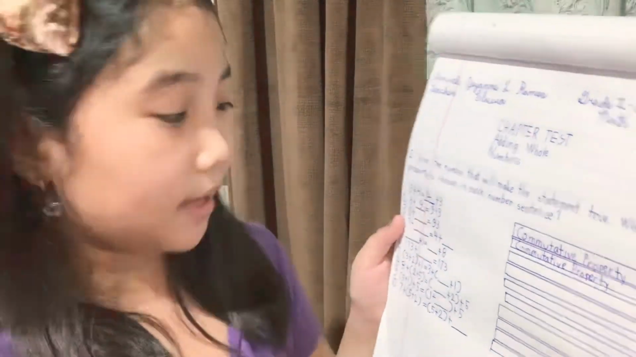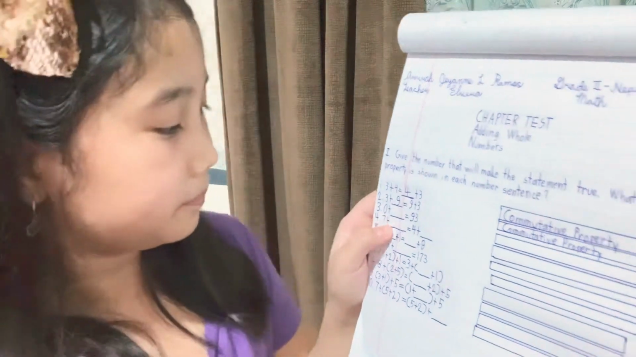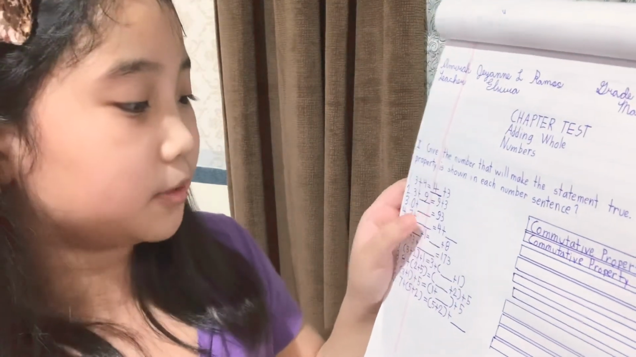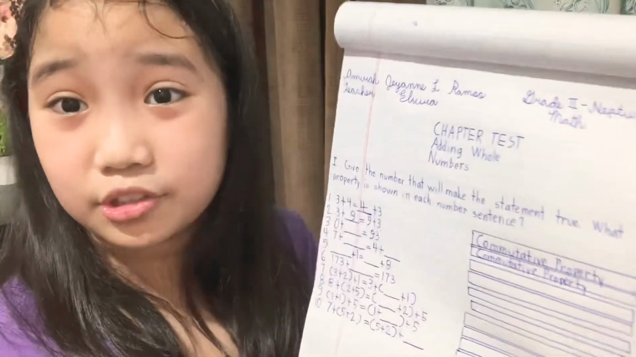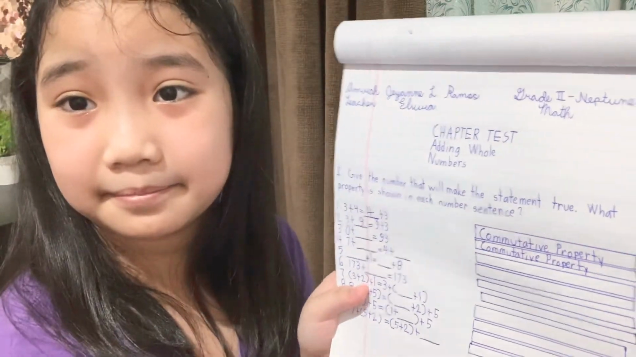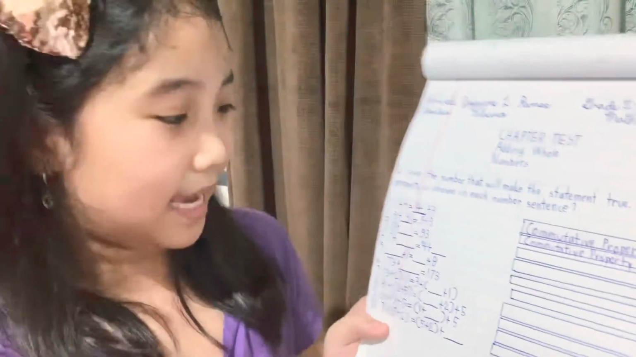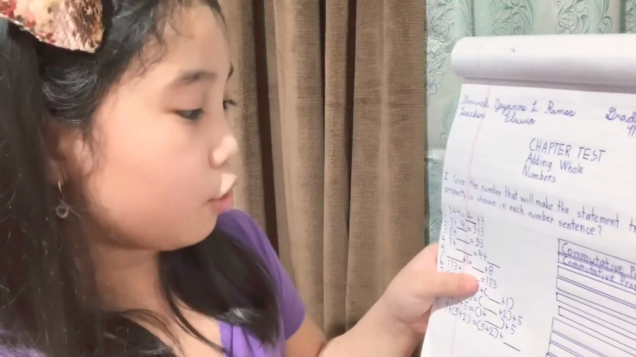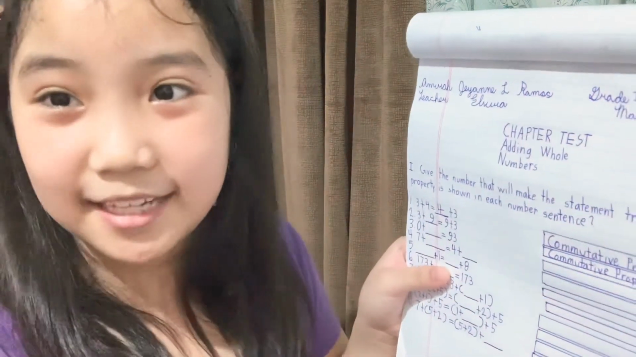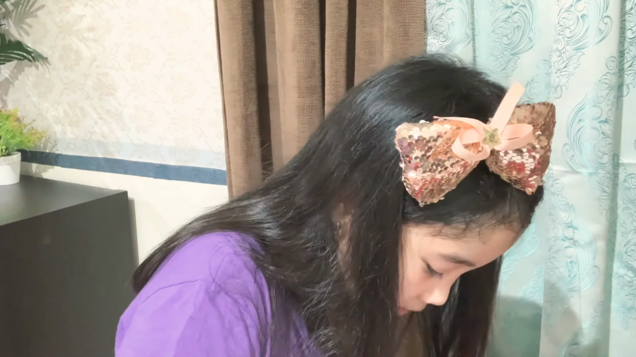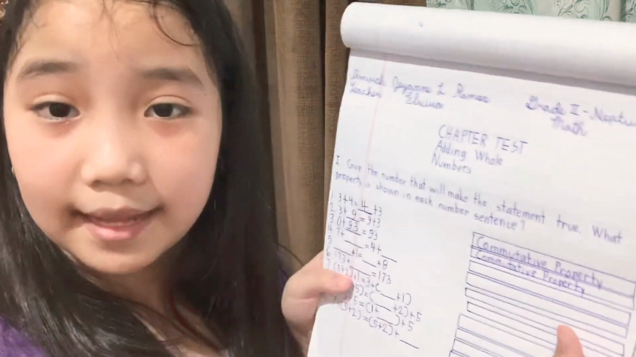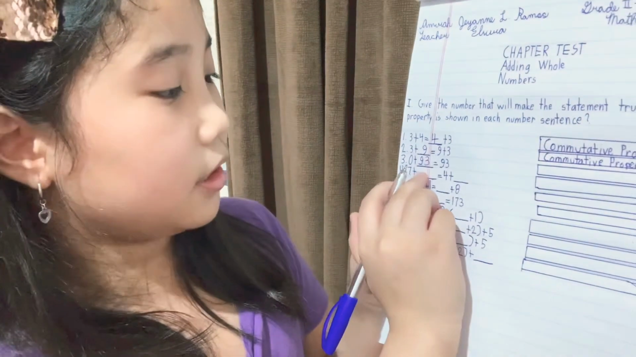Now let's try to answer number 3. 0 plus blank equals 93. What could the answer be? You are correct again. It is 0 plus 93 equals 93. So let us write 93. Okay, now I already write 93.